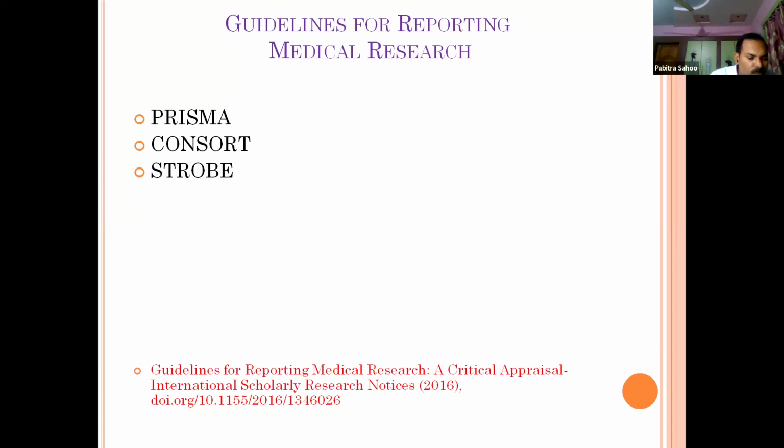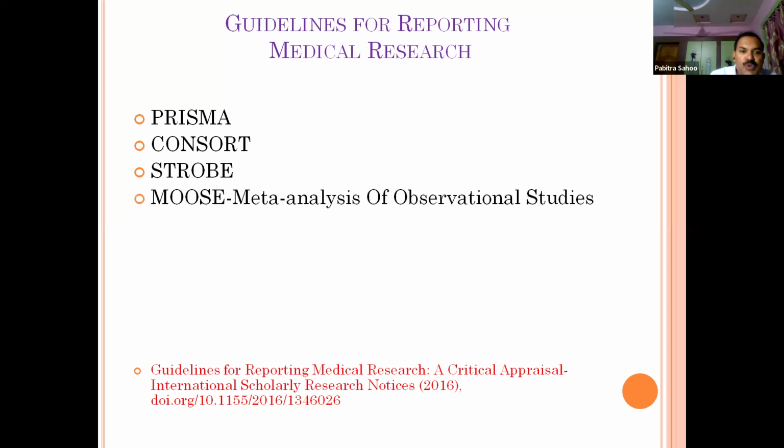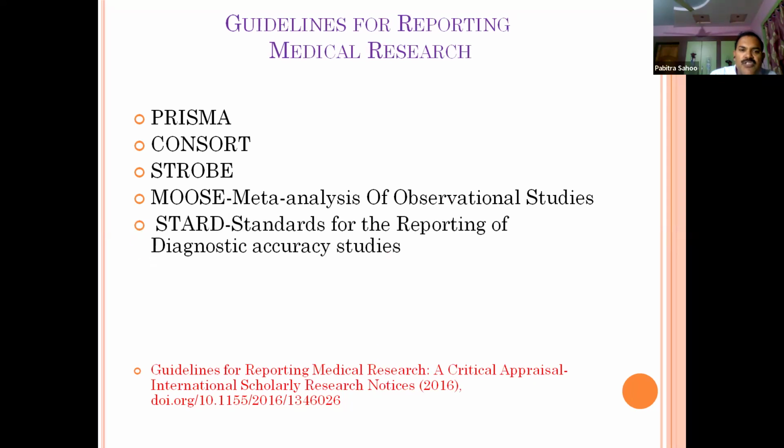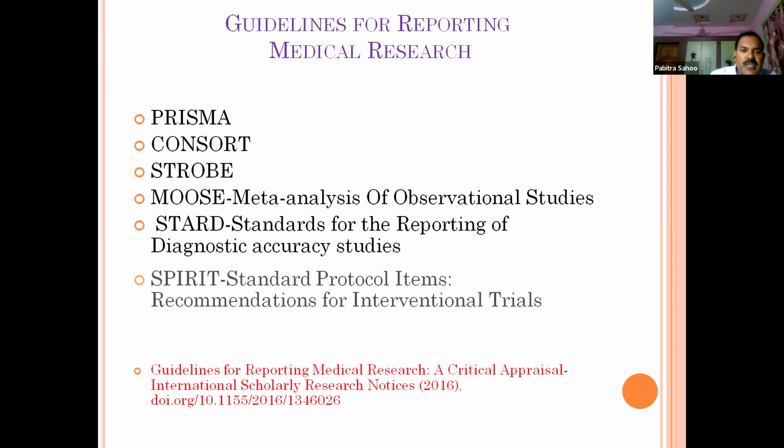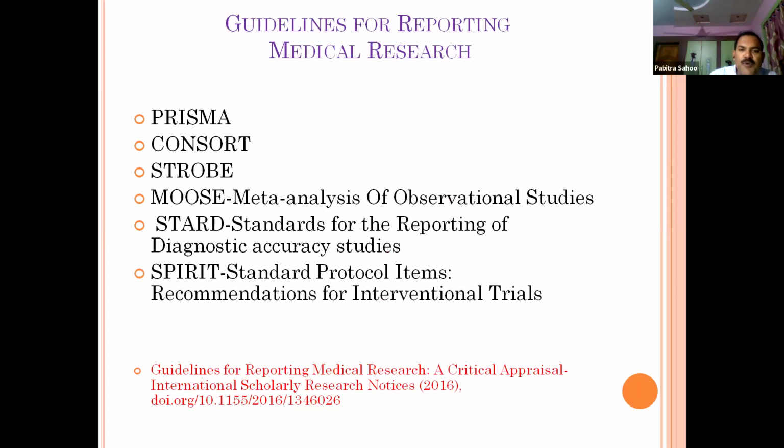Next are the STROBE guidelines, used for observational studies and epidemiological studies. Other guidelines are MOOSE guidelines for the meta-analysis of observational studies, STARD guidelines for reporting of diagnostic accuracy studies, and SPIRIT for standard protocol items, that is, recommendations for interventional trials. These are the guidelines we very often use: PRISMA guidelines, CONSORT guidelines, and STROBE guidelines.